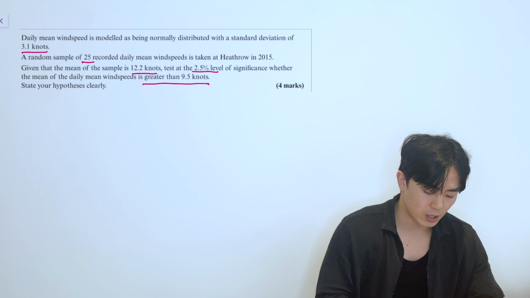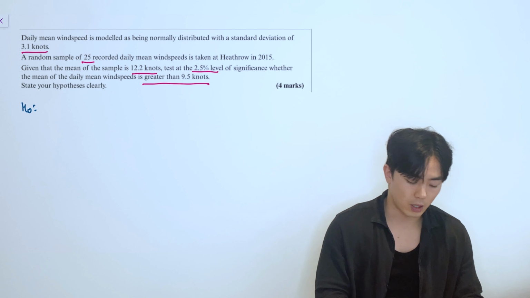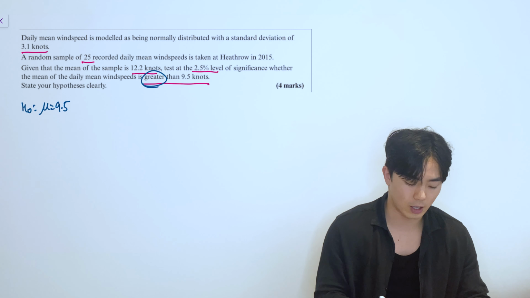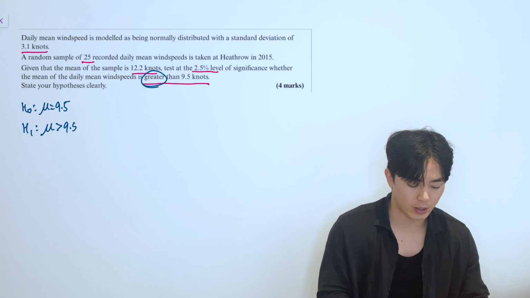So first things first, H naught. Our mean value that they originally thought to be correct was this 9.5, right? And they're saying test whether it's greater than 9.5. So therefore H1 would be when mean is greater than 9.5, like this.